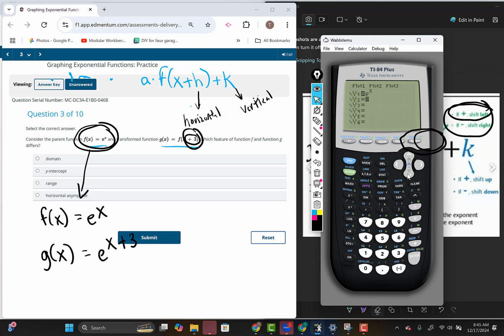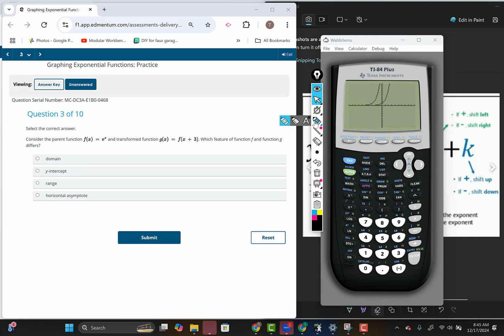Go back to y equals. I'm going to go down to y2, and I'm going to type in the transformed function. So second, division sign gives me the e. The raised to button is above the division sign. x plus 3. Graph it. And again, we can see clearly this has been shifted to the left 3. So now we've got a visual, so it's going to be easier to answer this question. Remember, the actual question in this problem is which feature of function f and g is different.